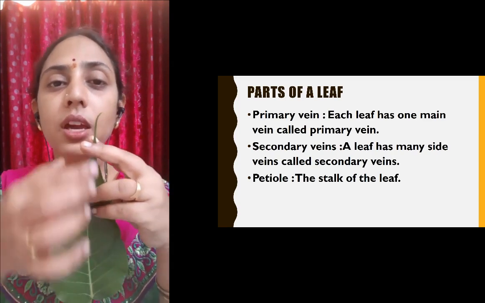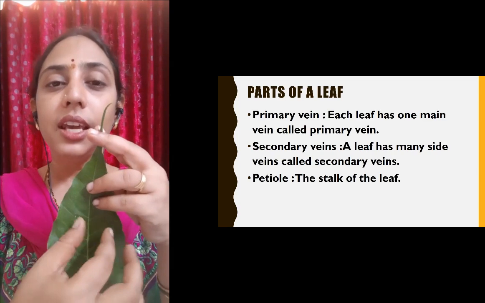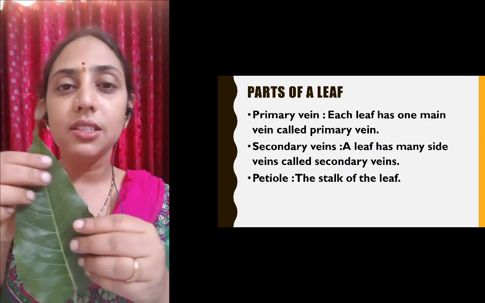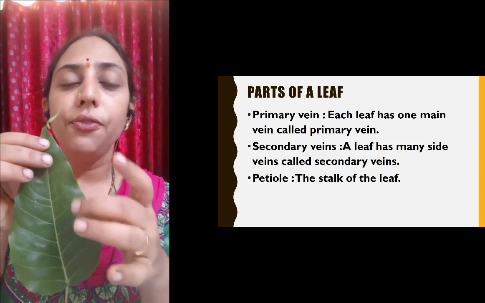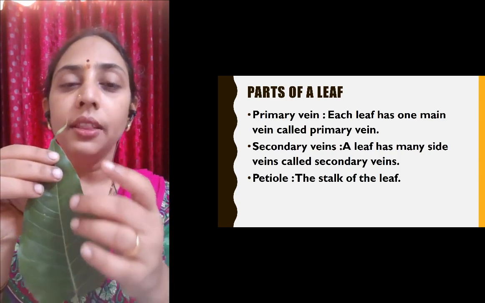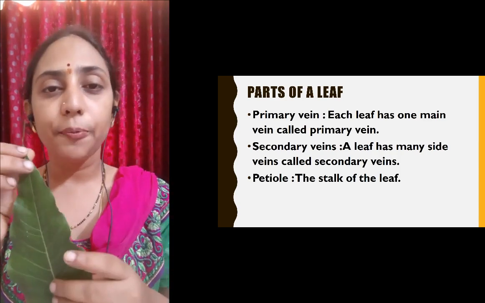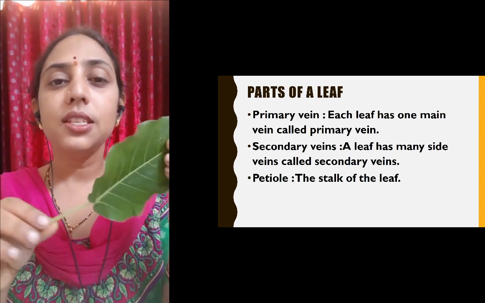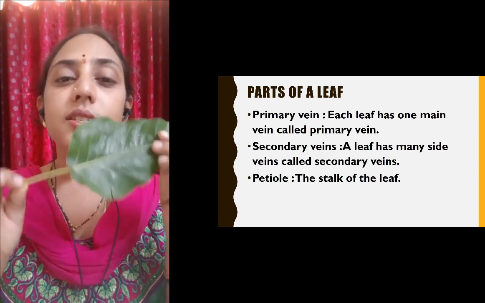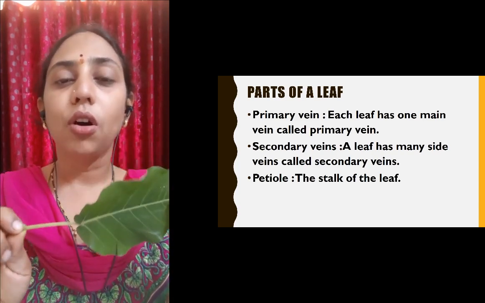So there will be only one main vein, or primary vein, and there can be different side veins. They are called secondary veins. You can see the different veins on both sides, parallel to each other. They are called secondary veins. You can see this stalk. It is the part that connects the leaf to the stem or any branch. This stalk is called petiole.